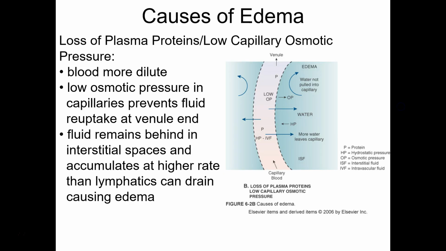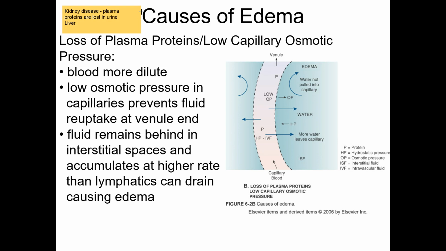Our last situation is the one that takes a little bit of thinking because it goes back to osmotic pressure. Loss of plasma proteins or low capillary osmotic pressure. Loss of plasma proteins can happen for a couple of different reasons. And we're going to look at each of these in some subsequent units. So in kidney disease, in kidney failure, the plasma proteins are lost in the urine. So that's the first way that this can happen.